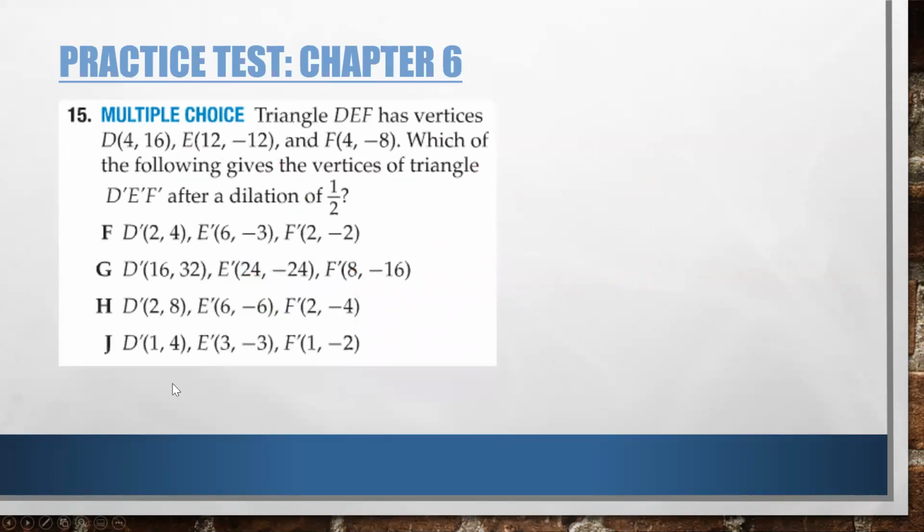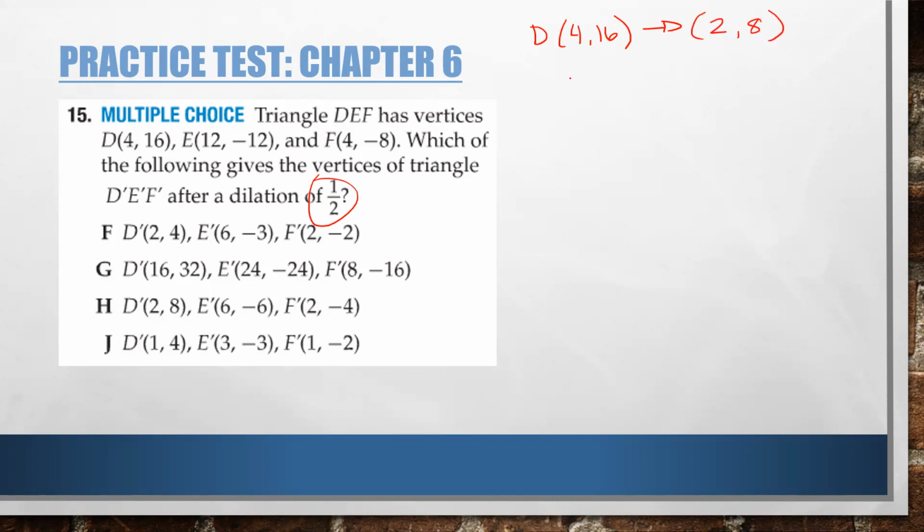All right, so now I have a multiple choice problem here for number 15. It says triangle DEF has these vertices. Which of the following gives the vertices of triangle DEF after dilation of 1/2? Okay, so this is actually going to be smaller, right? So I'm going to take half of each of these. D is 4, 16. So I'm going to divide each one by 2. So half of 4 is 2, and half of 16 is 8.